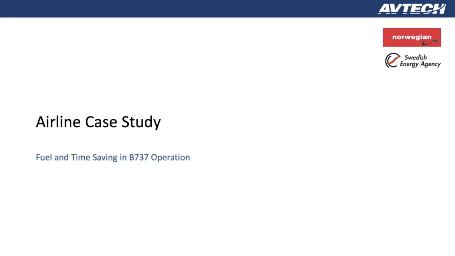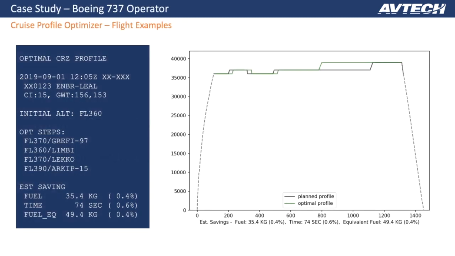Now let's review a few operational results from running the cruise optimizer in a Boeing 737 airline operation, where we automatically get a comparison between the optimal profile and the planned profile. Looking at the first case, what we see in front of us is the report on the left, and a visualization of this report to our right. And there we can also see what was the original planned trajectory.